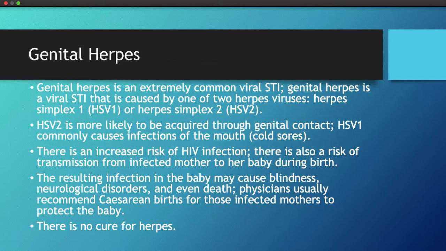Genital herpes is an extremely common viral STI. It is caused by 1 or 2 of the herpes viruses. There are 2 types of herpes viruses, simplex 1 and simplex 2. Simplex 2 is more likely to be acquired through genital contact, so that's the sexually transmitted one, whereas simplex 1, or HSV1, is commonly caused by infections of the mouth, so cold sores.